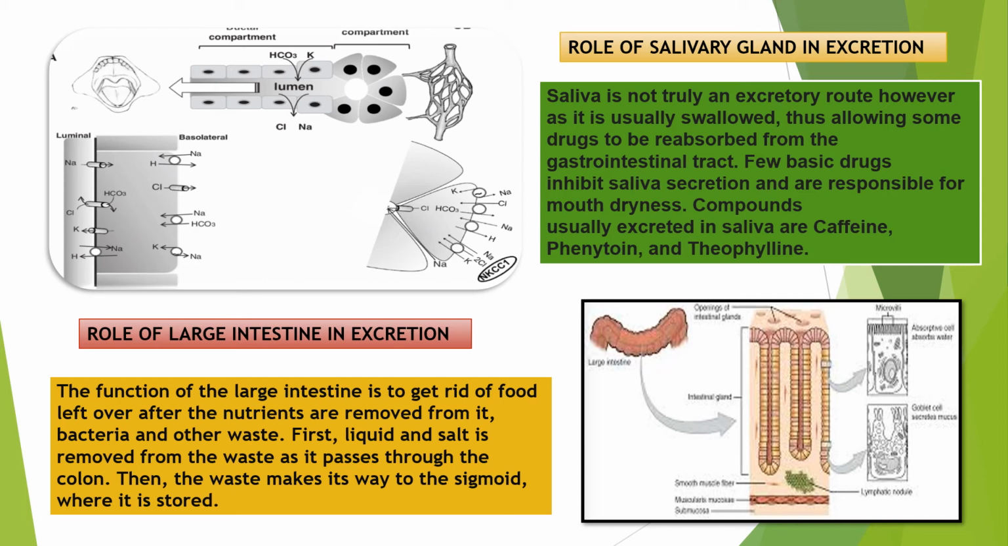Next one, role of large intestine in excretion. The function of the large intestine is to get rid of food left over after the nutrients are removed from it, bacteria and other waste. First, liquid and salt is removed from the waste as it passes through the colon. Then the waste makes its way to the sigmoid where it is stored. You can see how actually large intestine is taking part in excretion. In the diagram, clearly it has been shown.